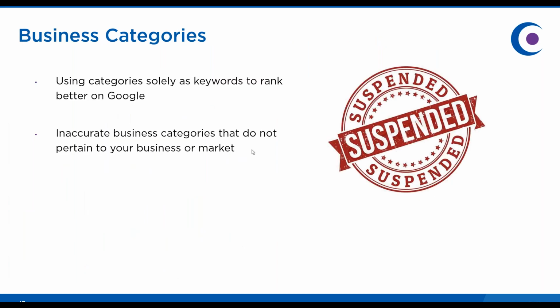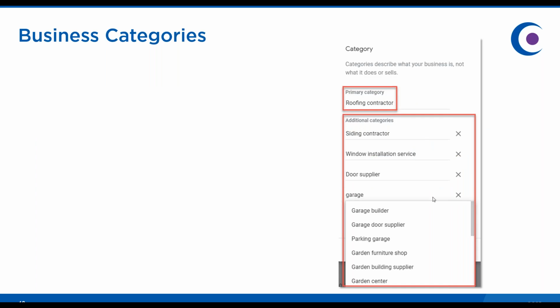All right, the next one is business categories. This is kind of an interesting one. A couple of ways you can be suspended because of the categories. First, using categories solely as keywords to rank better on Google. And next, using the categories inaccurately, like using categories that actually don't have anything to do with your business. So let me show you an example of that, and talk about what you can do right.